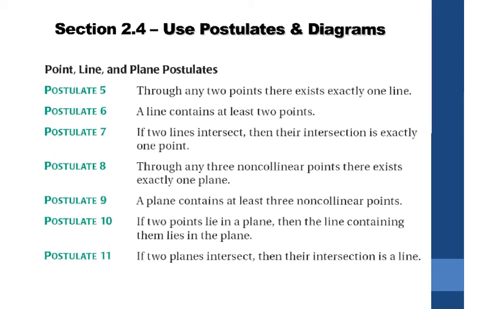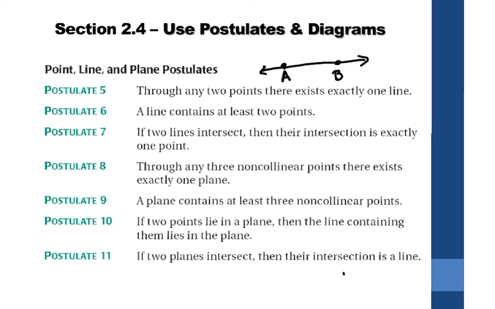Okay, so here are the postulates I was talking about, point, line, plane postulates. We're going to go through each of these. Number 5, through any 2 points there exists exactly one line. What that means is, here we have a point, here we have another point. We can say there exists a line on those 2 points. And then 6, kind of the same thing. A line contains at least 2 points, which is true. A line that I just drew contains at least 2 points.